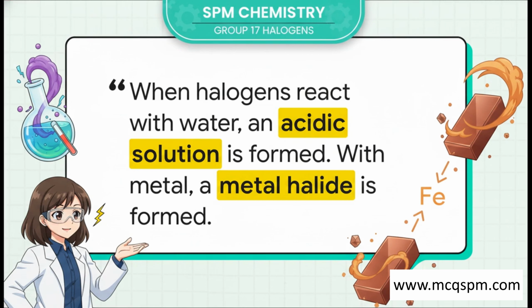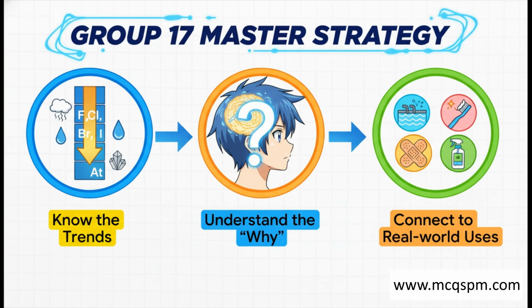To sum up their key reactions for your exam, just remember these two simple rules. If you mix a halogen with water, you're going to get an acidic solution. And if you react a halogen with a metal, like iron, you'll form a type of salt we call a metal halide. So, there you have it.